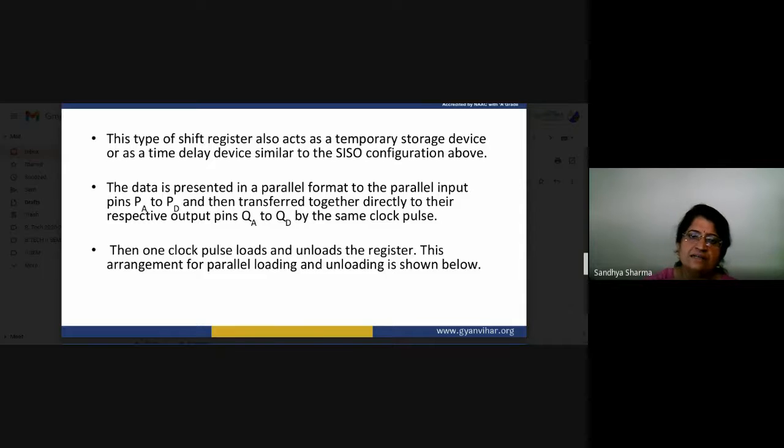So that is basically it. And one clock pulse loads and unloads the registers. If you are working on the parallel input and parallel output, you require only one clock pulse for loading and unloading the register.